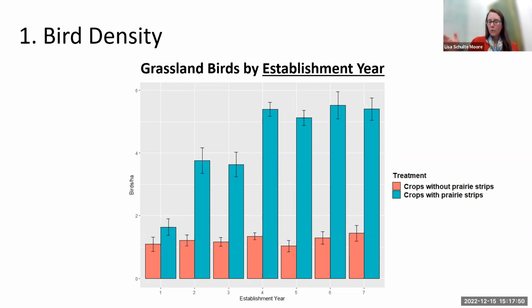But by years 4 through 7, we're seeing very consistent and more stable levels of densities of birds, with 4 to 5 times higher levels of grassland bird densities than what is found on cropland without prairie strips. The one thing I will say, though, while we are seeing grassland birds using these areas, it's not area sensitive birds such as bobolinks or Henslow's sparrows. It's the more common grassland bird species such as the red-winged blackbird, the dickcissel, and common yellowthroat that are not as area sensitive.